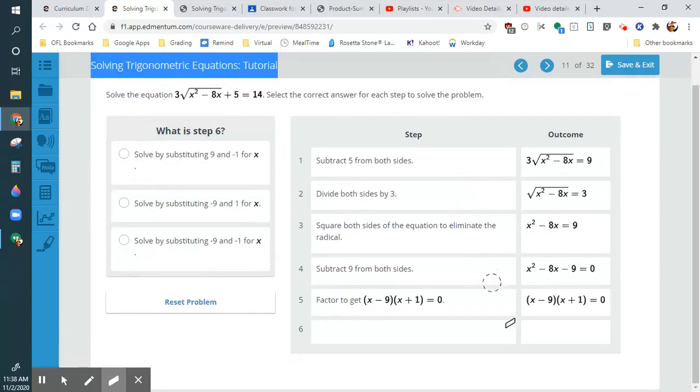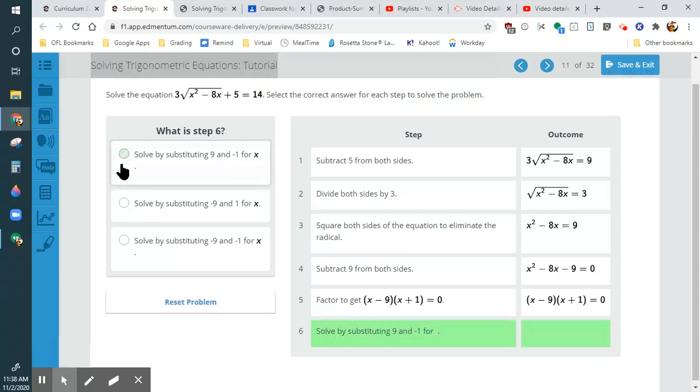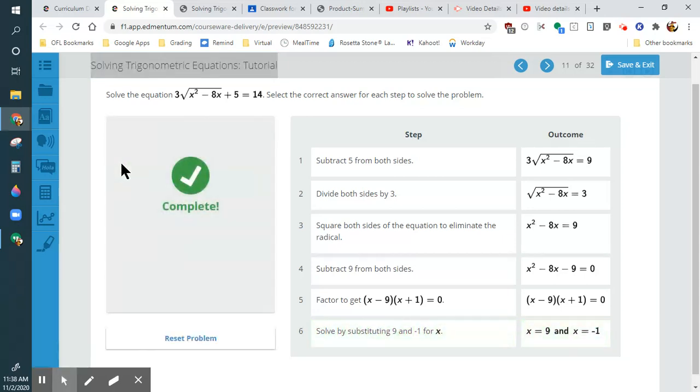Right? And then from there, you're going to split these up into 2 equations. So one of them has to be positive 9 and one of them has to be negative 1. It says solve by substituting, but I always split them up into 2 equations. I think it makes it easier than just substituting.